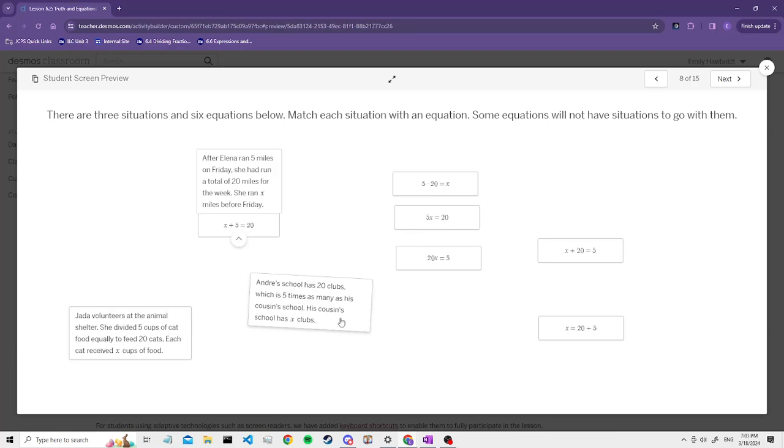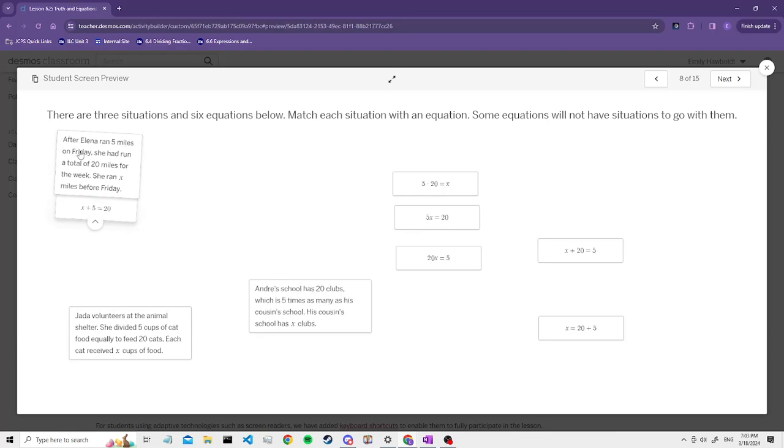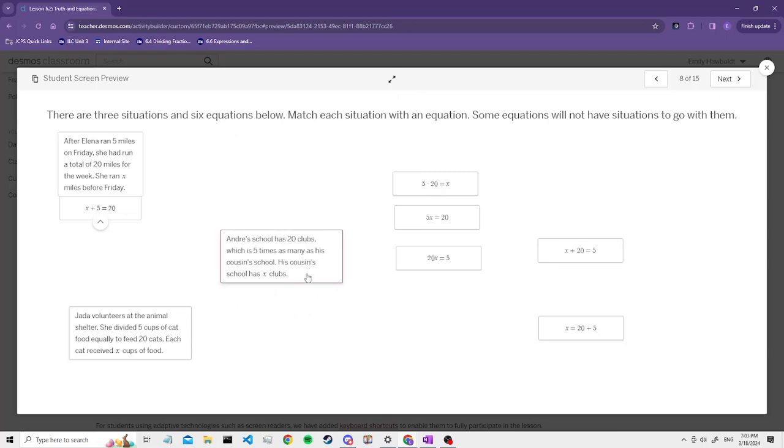Next, let's look at this situation with Andre. So I'll put these over here. Andre's school has 20 clubs, which is 5 times as many as his cousin's school. His cousin's school has X clubs. So 20 clubs is the total, and that's 5 times the number of his cousin's school's clubs, which is X. So 5 times X is the number of clubs, and that's the same as the 20 clubs that they have. Do you see an equation here that matches that?